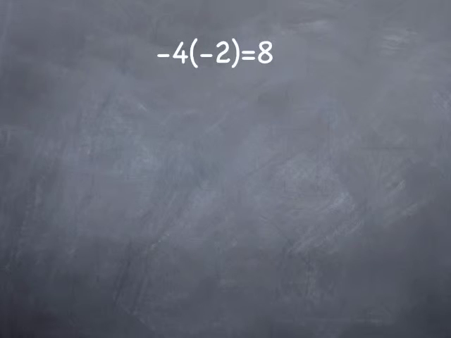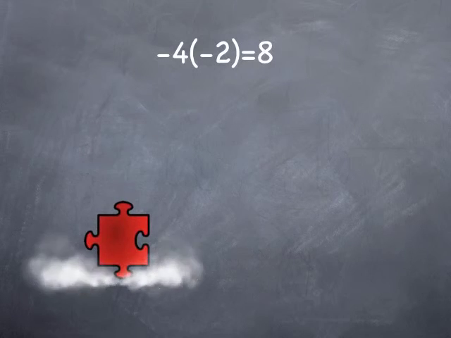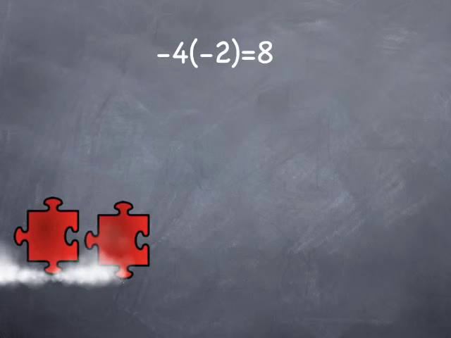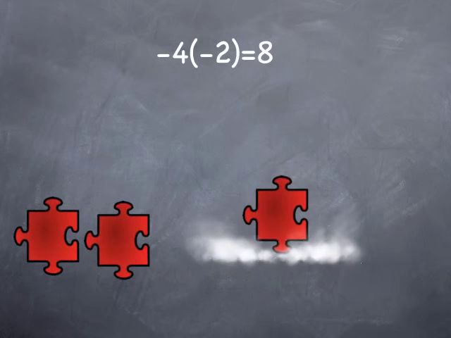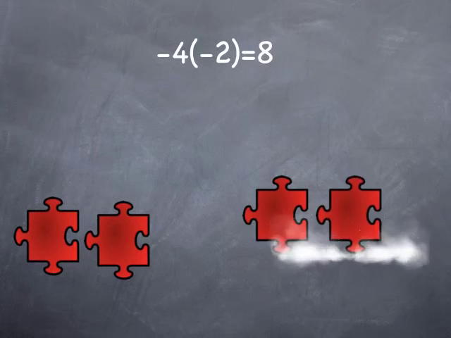The next and last problem is negative 4 times negative 2 equals 8. So first you need 4 sets of negative 2. So you represent that.